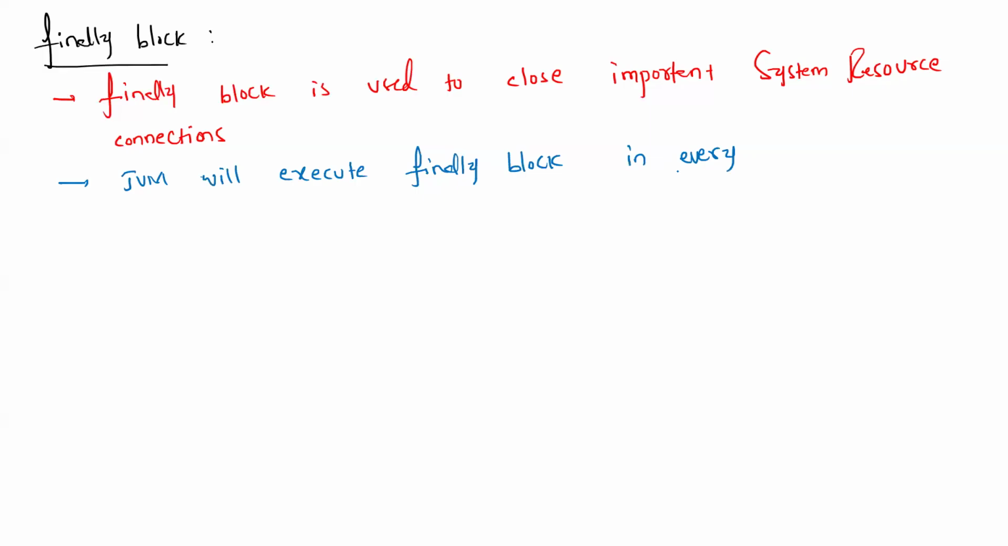Then there is one more case. If you are using a return statement, what is the meaning of that return statement? We are asking the JVM control to go back, to return, right? Even though we have a return, the JVM will execute the finally block, then execute the return statement. I'll write that: the JVM will execute the finally block in every situation or scenario.